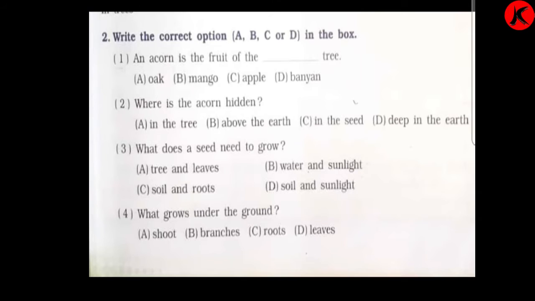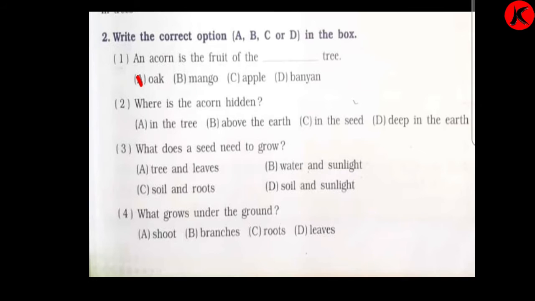What we have to do, here sentences are given. From these sentences we have to select A, B, C, D. 3 are there. From 3, 1 is correct. We have to see which answer is correct and we have to write in the blank and we have to put a tick. Shall we start? Okay. Number 1.